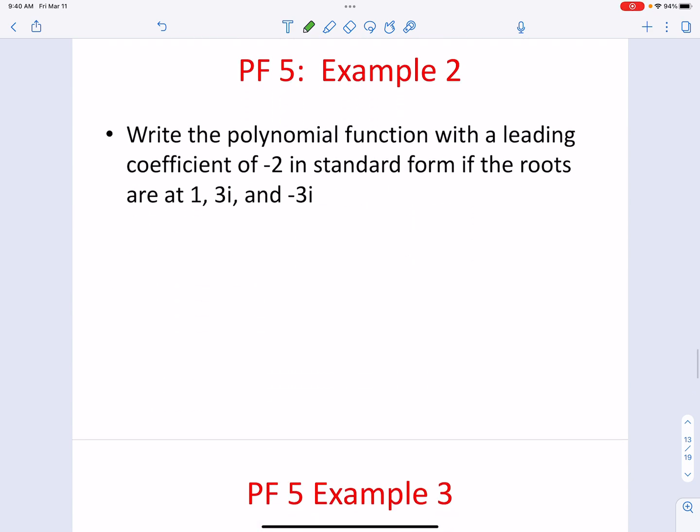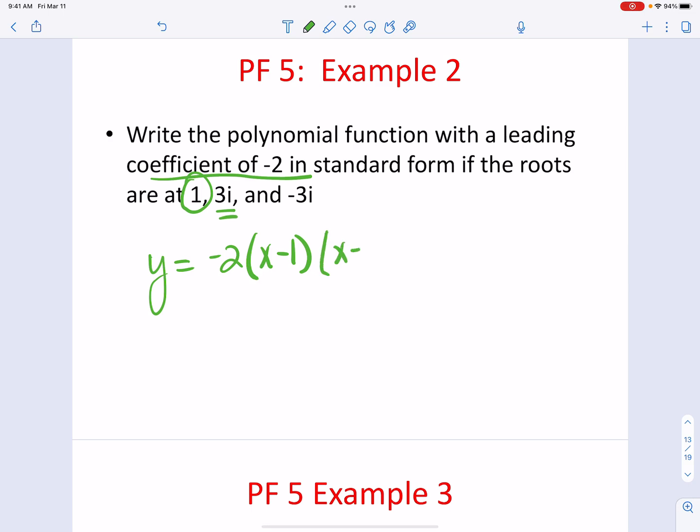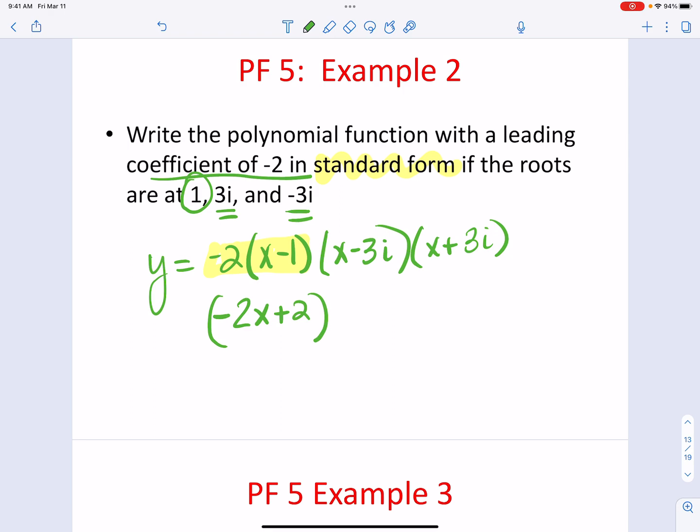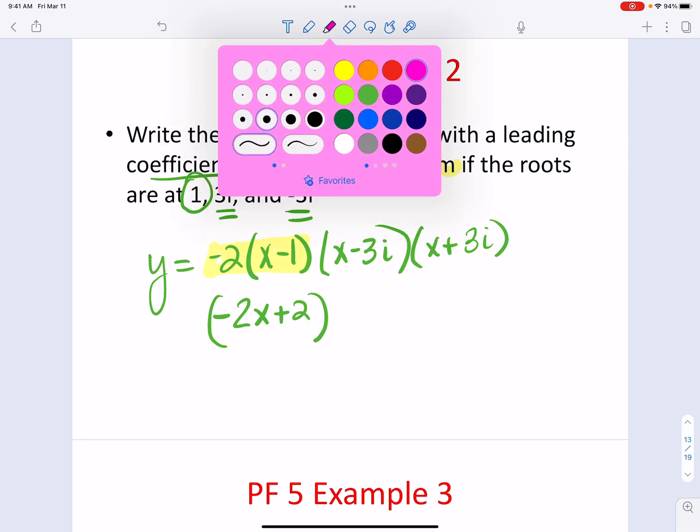This is different. It has a leading coefficient of -2. It has roots at 1, so that's x minus 1. Roots at 3i, x minus 3i, and roots at a negative 3i, x plus 3i. You can multiply two things together at a time. So I'm going to multiply because I need it in standard form. So I'm going to multiply those two. That's a negative 2x plus 2. And I'm going to multiply these two.